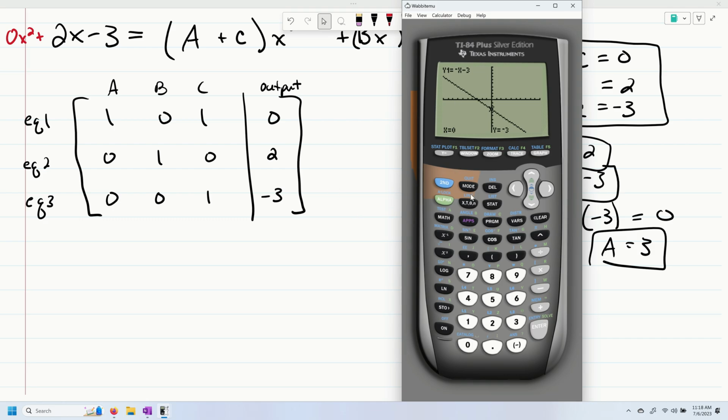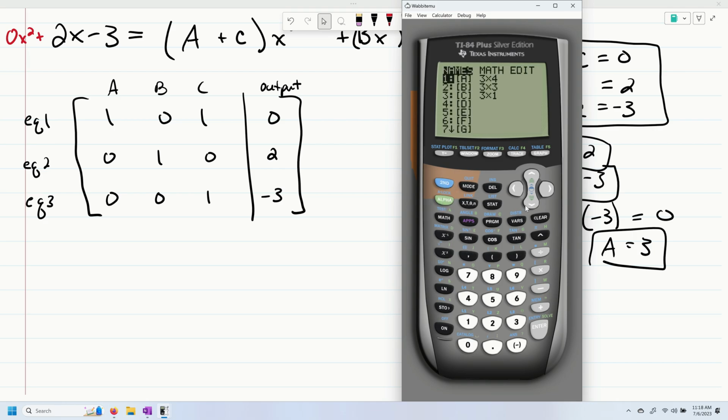That's not too bad. All right, so remember, we're going to go to the matrix. We're going to go to edit. In this situation here, we have a 3 by 4 still, so that's good. 1, 0, 1, 0. Row 2 is 0, 1, 0, 2. And finally, row 3 is 0, 0, 1, negative 3. All right, let's go to quit.